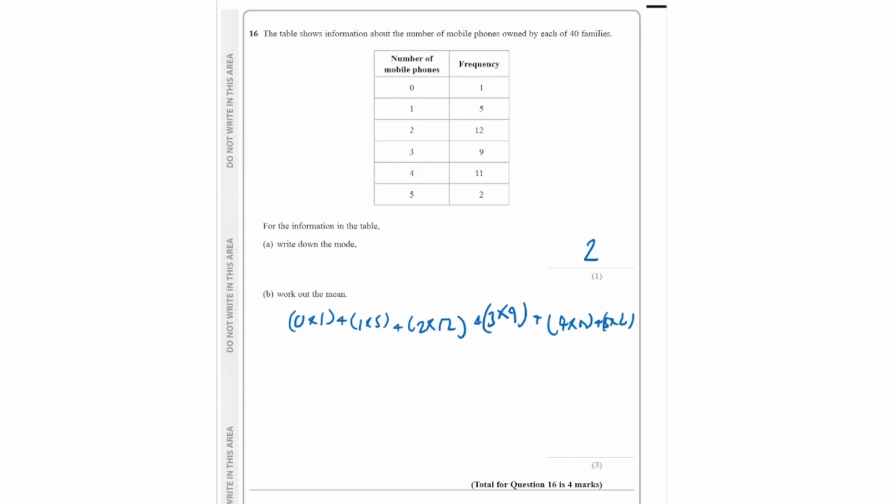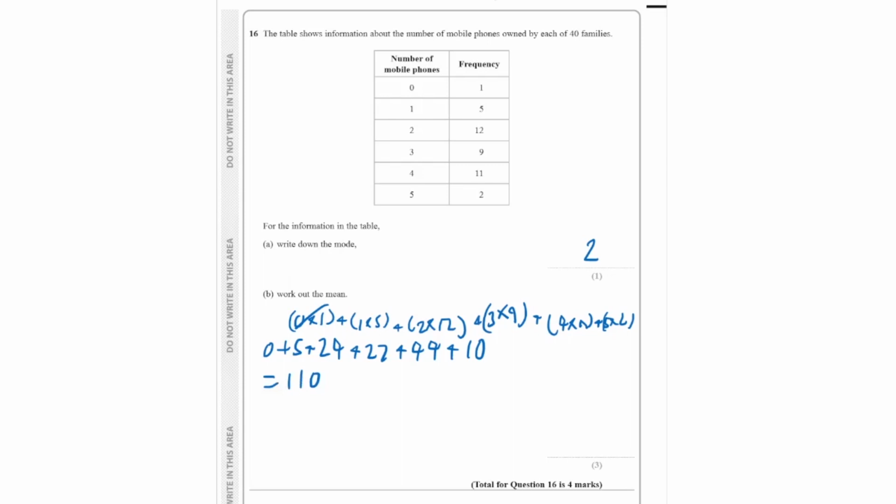Anything multiplied by 0 is just 0. So we write here 0 plus 1 times 5 is 5. 2 times 12 is 24. 3 times 9 is 27. 4 times 11 is 44. And 5 times 2 is 10. And if we add all these values together, we get 110.